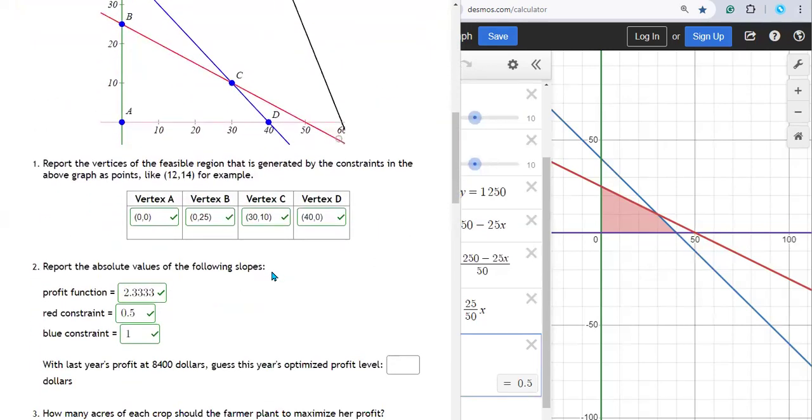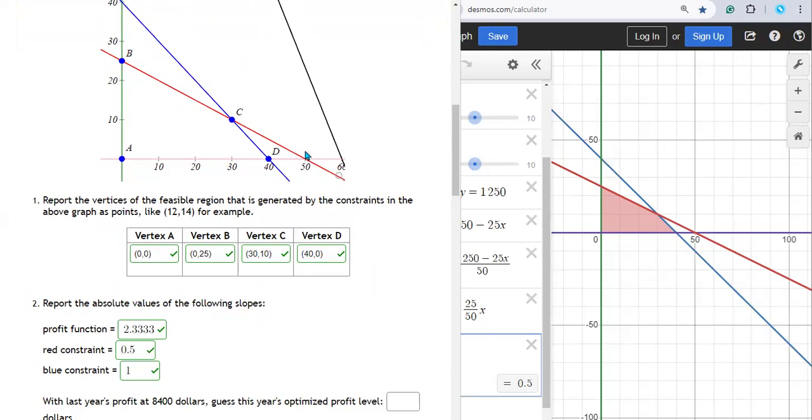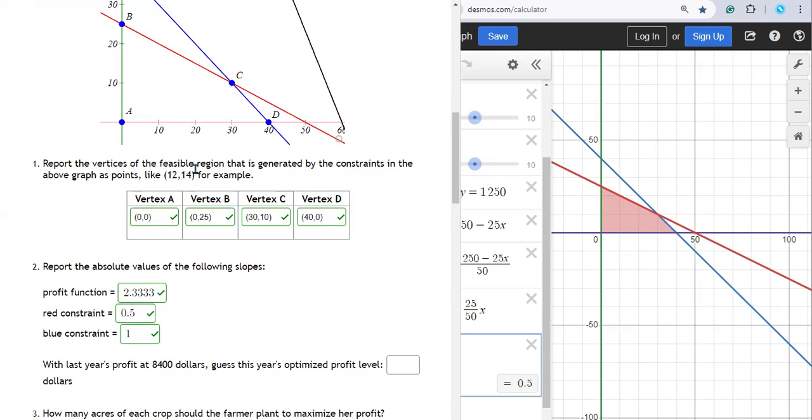Now, why do I bring that up? This profit function is steeper than the blue constraint and the red constraint. So the way linear programming works, it looks at the slopes. Slope is really important in linear programming. It basically compares the slopes. When you compare the slopes, if this slope is the steepest, then this will be the optimal solution. If this slope is between these two, C will be the optimal solution. If this slope is less than both of these slopes, B will be the optimal solution, right? So let me show you how this works.